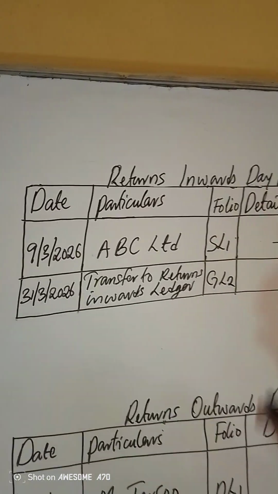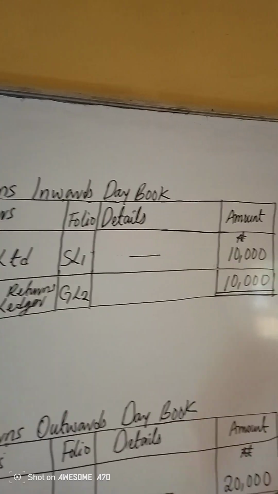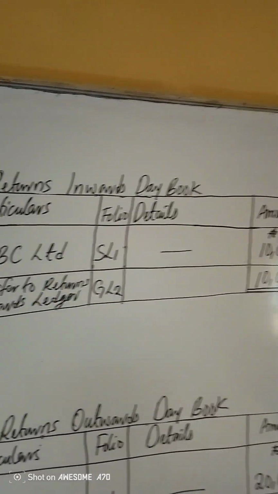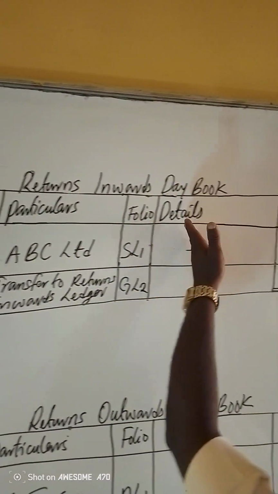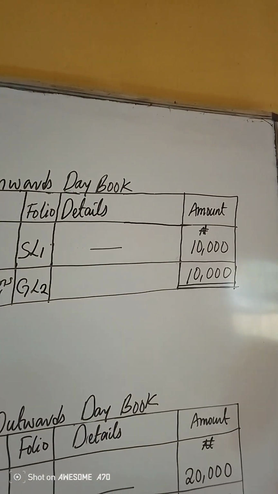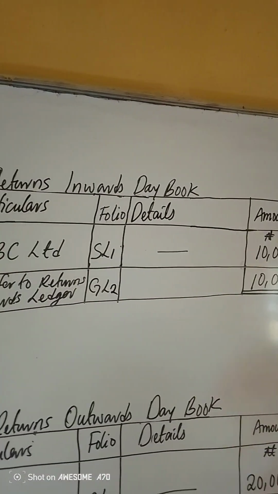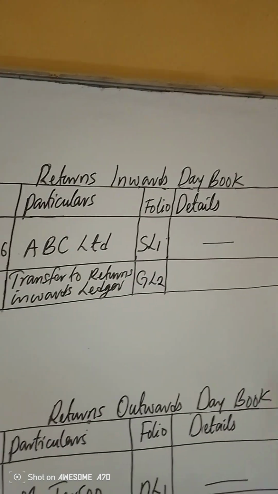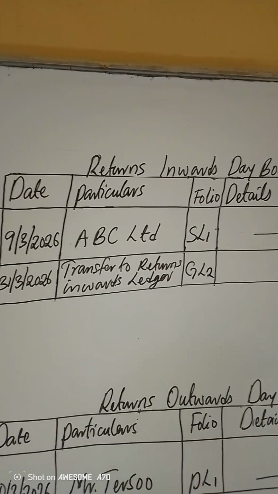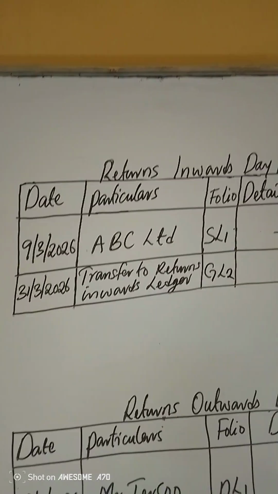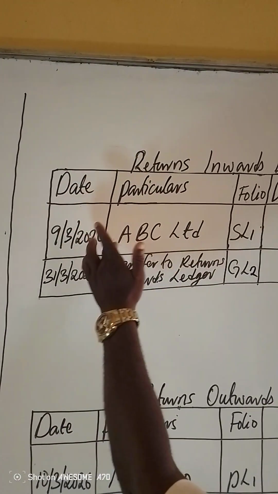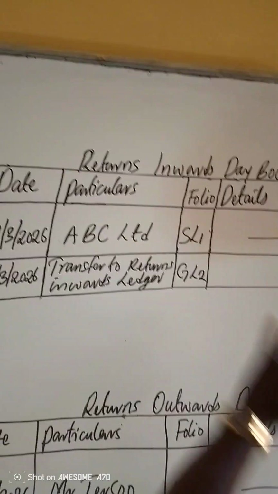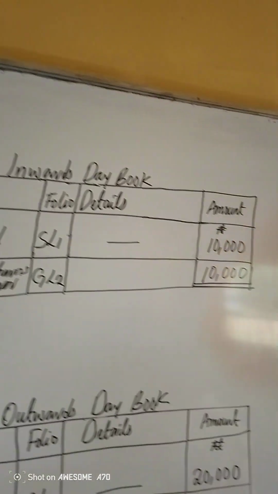You draw your return inward daybook just like the sales daybook and the purchases daybook, whereby we have the date, the particular, the folio, and the details. In this case, the detail is not there because there is only one kind of good. There was no need of bringing out the details, only the value. When you get the detail, you go ahead and bring out the details. So here, on the 9th of March 2026, ABC Limited returned goods worth 10,000.